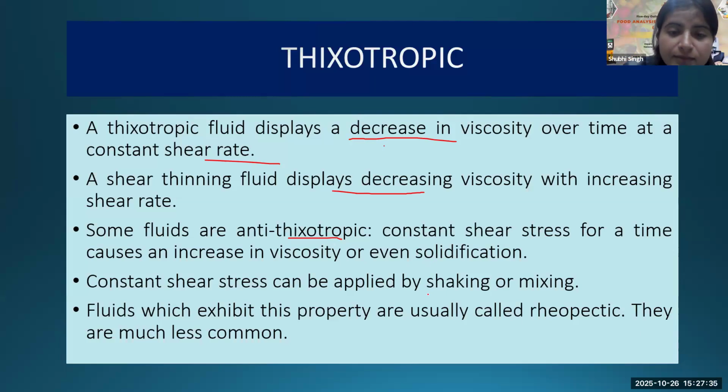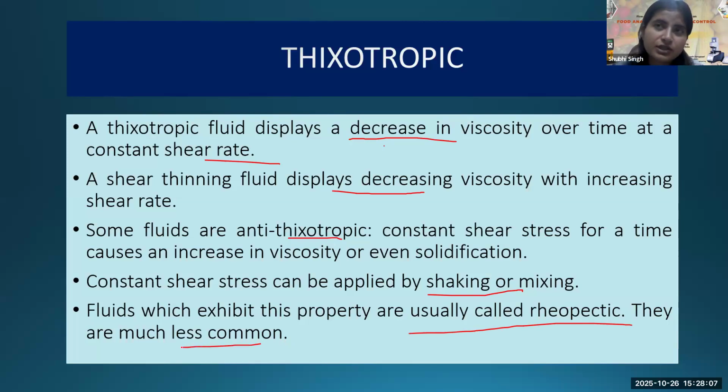Constant shear stress can be applied by shaking or mixing. How do you provide a shear stress? You can provide it with the help of agitation, mixing, or shaking. So on the application of constant shear stress, we can identify how your liquid is behaving. Fluids which exhibit this property are usually called rheopectic. They are much less common. So rheopectic fluids are less common, but thixotropic fluids are more common.